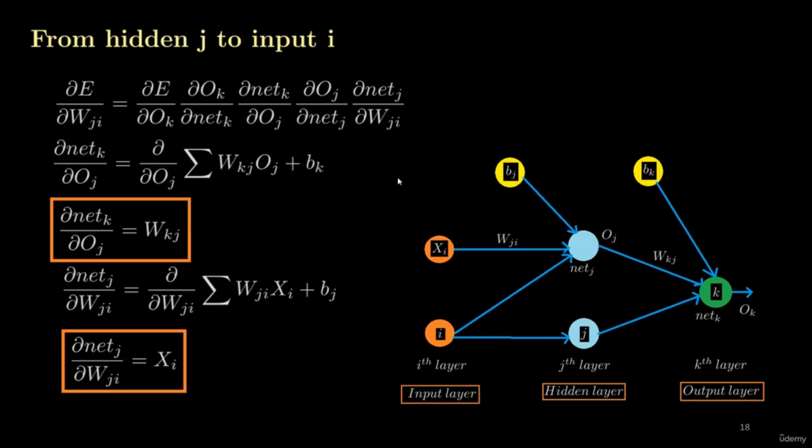Then from net K to OJ. That is, after net K, we will move directly to the OJ. So we will not include WKJ in this equation, because that equation is only for WJI, which is the weight which we have to update. Then from OJ to net J, and from net J to WJI. So we can see that from DE by DOK, then DOK by D net K, then this is another gradient, that is D net K over D of OJ. In that way, we start from error and reach the required weight which we have to update. So here we can see that we need 5 steps.